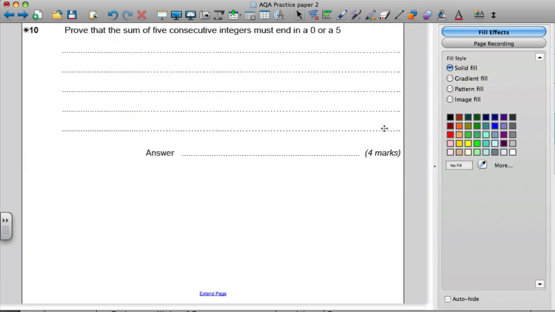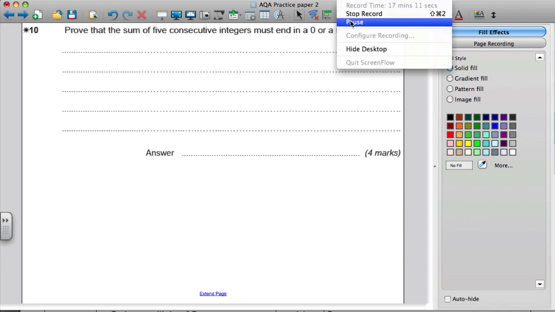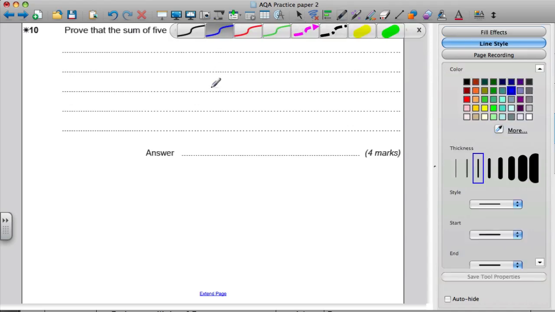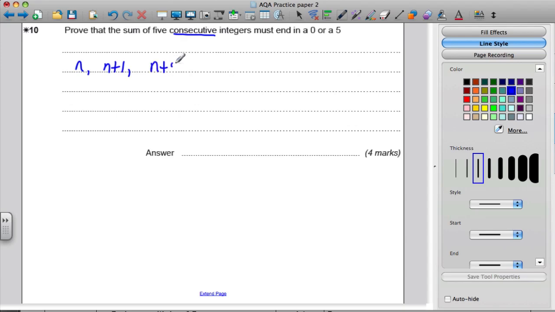Okay, prove that the sum of 5 consecutive integers must end in 0 or 5. Again with these, you need to use algebra, not testing with numbers. Pick a number n. Consecutive means they're one after each other on the number line. The next number is n plus 1. The next one is n plus 2. The next one is n plus 3. And the last one is n plus 4.